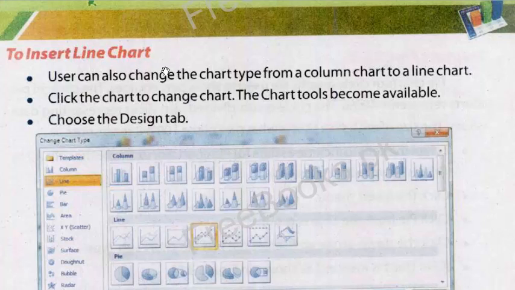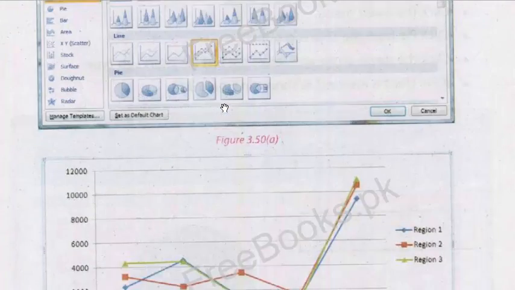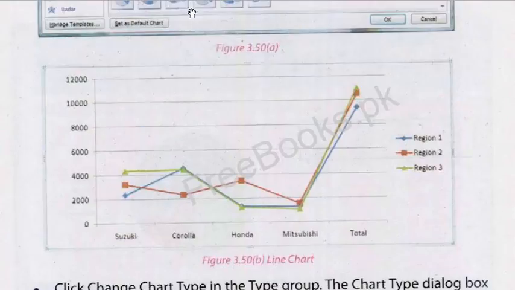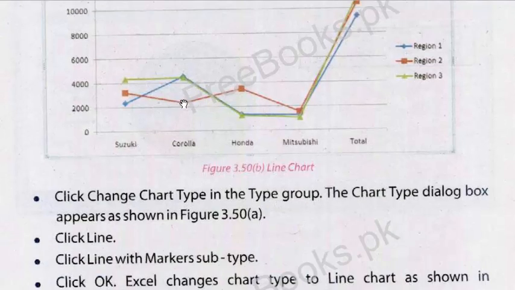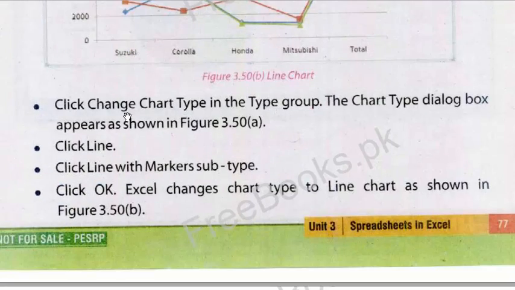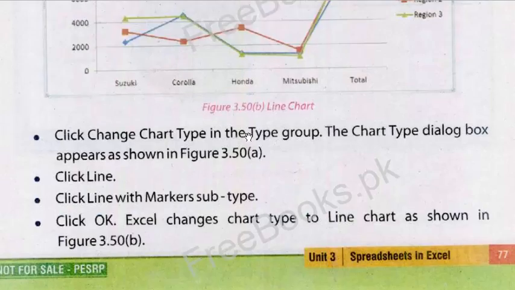Next is the line chart. The user can also change the chart type from a column chart to a line chart. Click the chart to change. The chart tools should become available. Choose the Design tab, and here you will see all the options. Click Change Chart Type in the Type group. The Change Chart Type dialog box appears as shown in figure 3.50a.